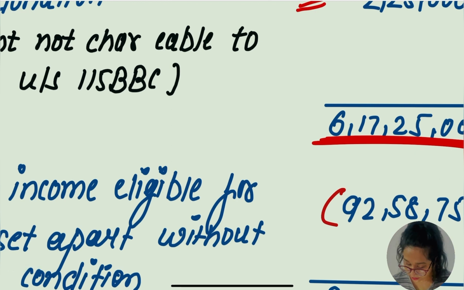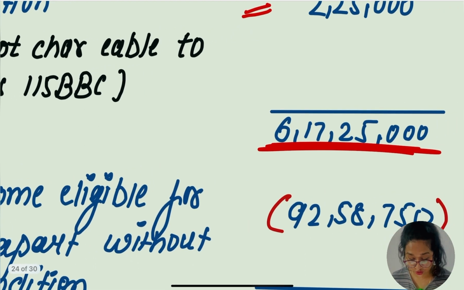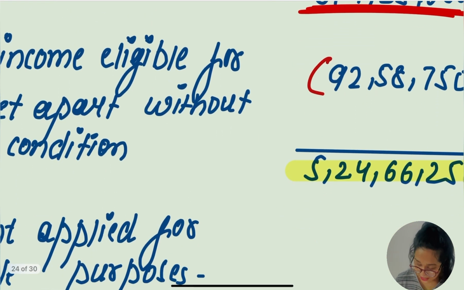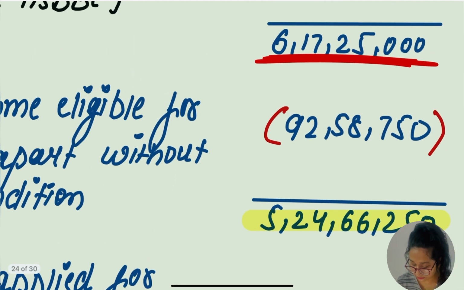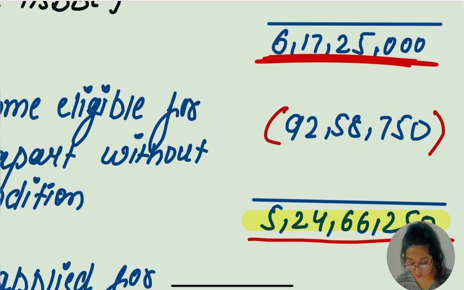We know that from this amount there is a 15% standard deduction. So let's find out what the standard deduction is here. The standard deduction is going to be 15%, so 92,58,750 would be deducted. Then the remaining 85% is 5,24,66,250. From this, we are going to get the deduction for the applied amount.